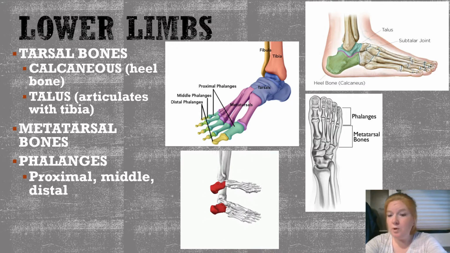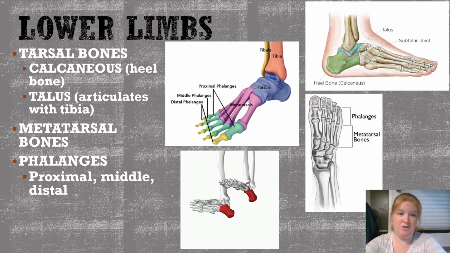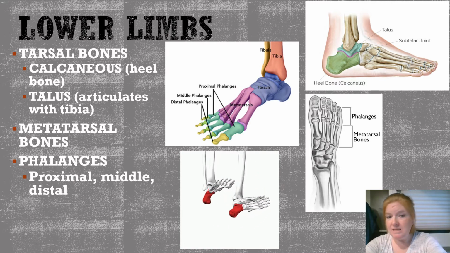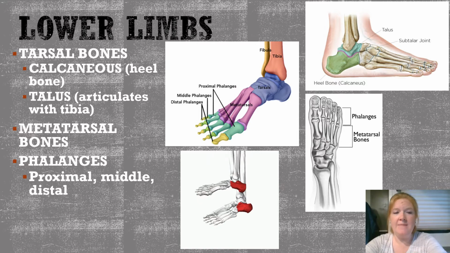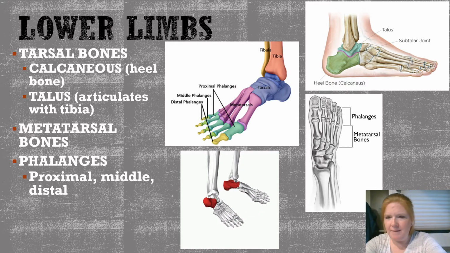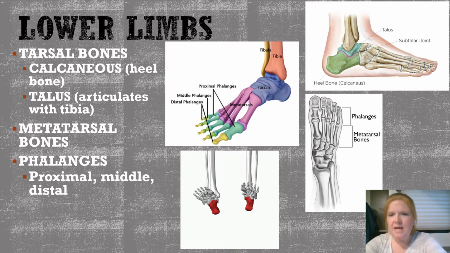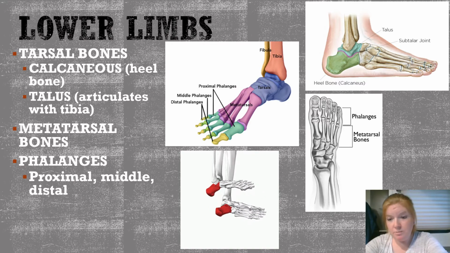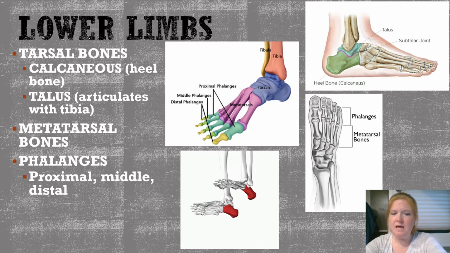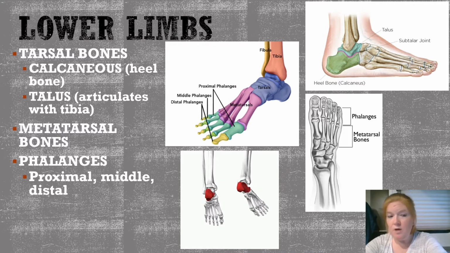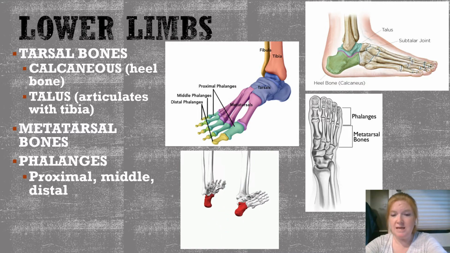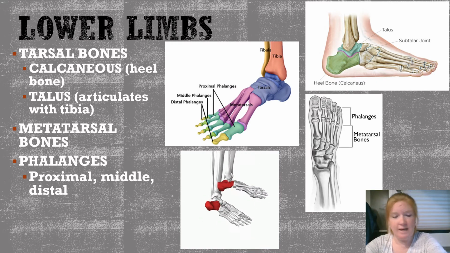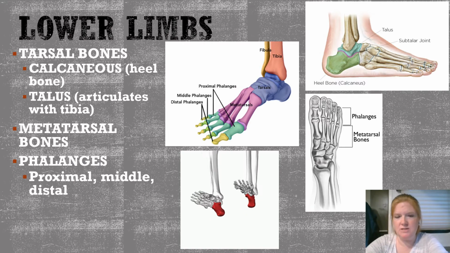All right, then for the lower limbs, we also have ankle, foot, and toes. So ankle, the tarsal bones. 2 you have to remember. The calcaneus, that's your heel bone. And then the talus, it sits on top of the calcaneus, and that is what articulates with the tibia, okay? And then we have the metatarsal bones. Those are the bones of your foot. And then the phalanges. And again, same rule. We have proximal phalanges, middle phalanges, and distal phalanges. But the hallux, the great toe or big toe, is missing the middle. It has the proximal and distal phalanges.